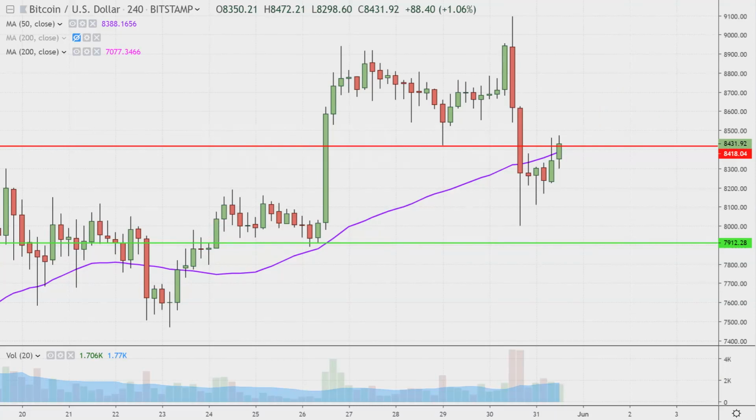So overall, though, interesting dynamic here headed into the weekend. We'll see how it continues to play out.